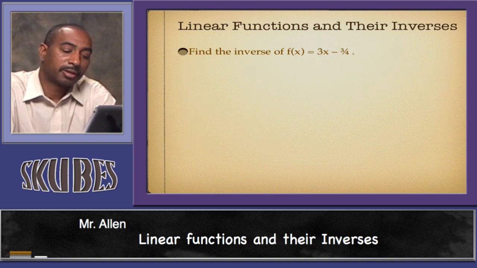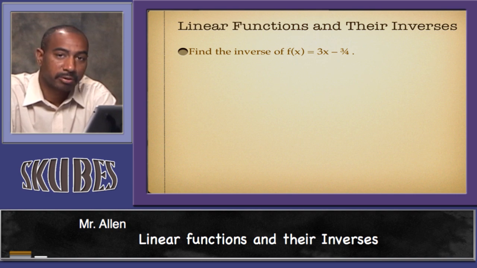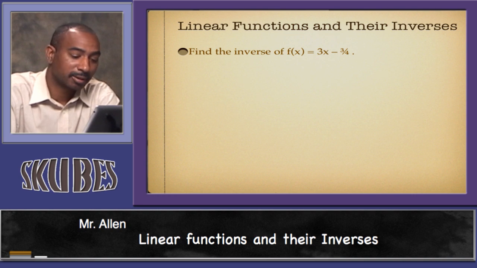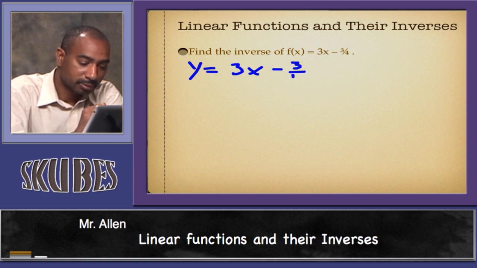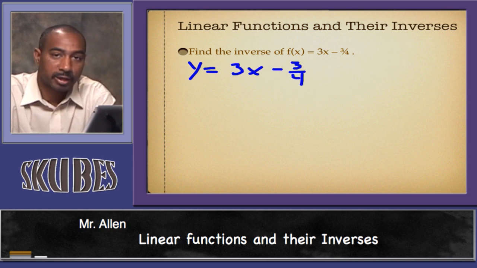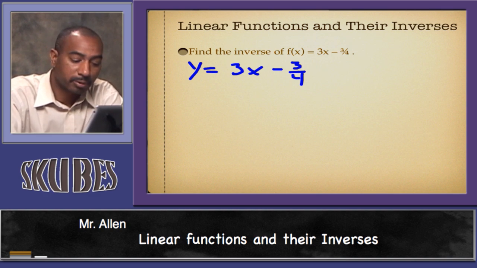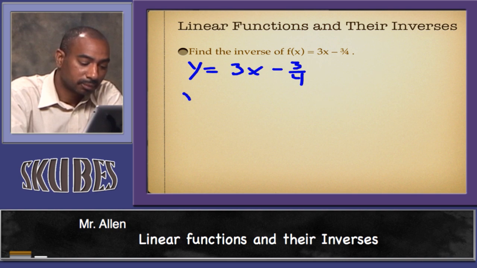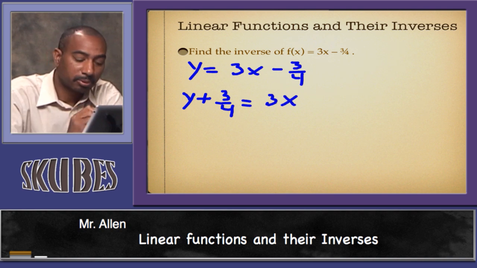Now, what if you have fractions in it though? Find the inverse of f of x equals 3x minus 3/4. Well, you're going to do the same thing. y equals 3x minus 3/4. And we're going to solve for x in terms of y. So the opposite of negative 3/4 is plus 3/4. y plus 3/4 equals 3x. And what you're going to do is divide both sides by 3.